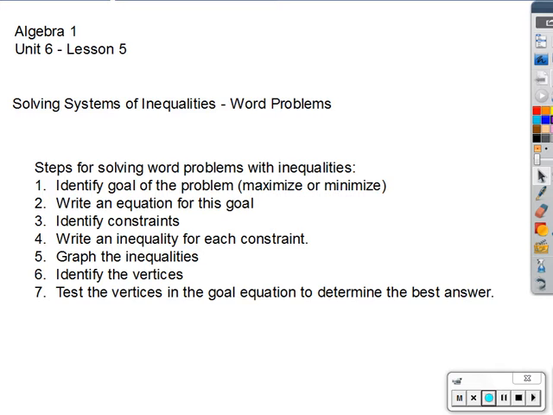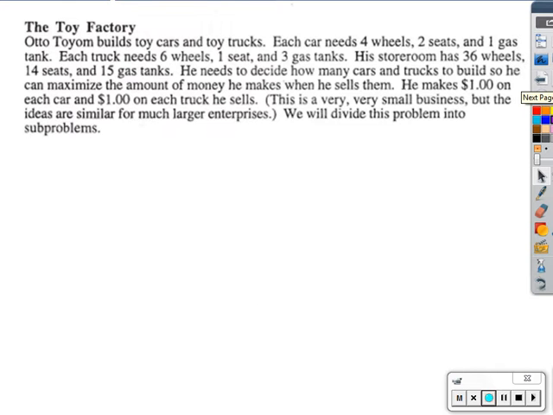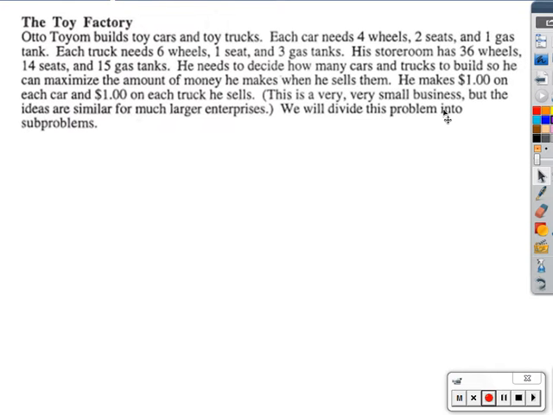Okay, so here's a great word problem from the toy factory. Otto Toy builds toy cars and toy trucks. Each car needs 4 wheels, 2 seats, and 1 gas tank. Each truck needs 6 wheels, 1 seat, and 3 gas tanks. His storeroom only has 36 wheels, 14 seats, and 15 gas tanks. He needs to decide how many cars and trucks to build so he can maximize the amount of money he makes when he sells them. He makes $1 on each car and $1 on each truck he sells. This is a very, very small business, obviously. Good, Small Business Saturday's coming up.